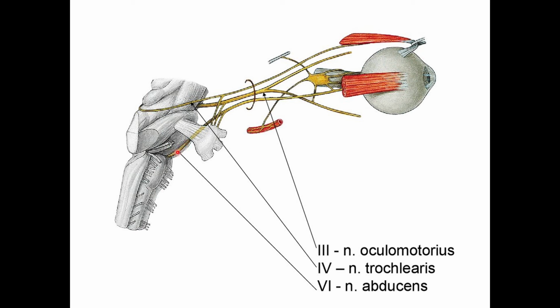After coming out of the lower border of the pons, it will go upwards, forwards and laterally through the cisterna pontis. Okay, it is going upwards, forwards and laterally like this. So this is the first turn of the nerve: from here ventrally downwards, and then from the lower border of the pons upwards, forwards and laterally.